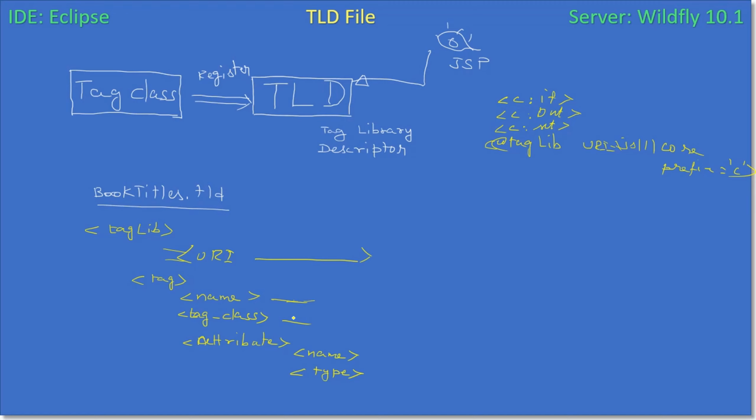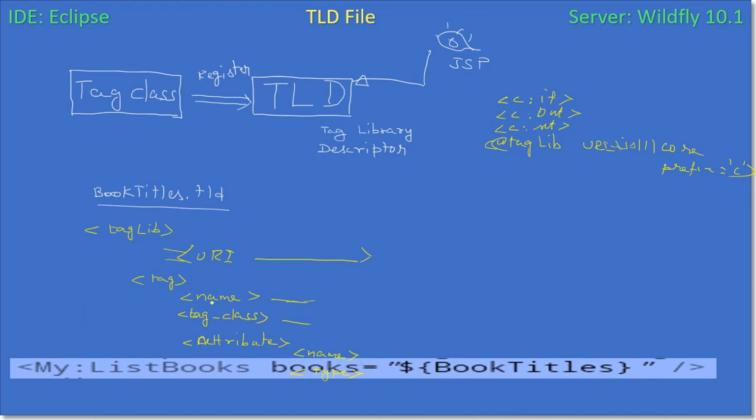So that's all we defined here in tag lib, and when we go to the example, at that time you will clearly understand these tags. So now let's go to the tag library file, and that helps you to understand it in an even better way. If you see here, my list books, this is the tag. So this name will be this one, and the attribute is, if you see, this books attribute. So that's what we define.